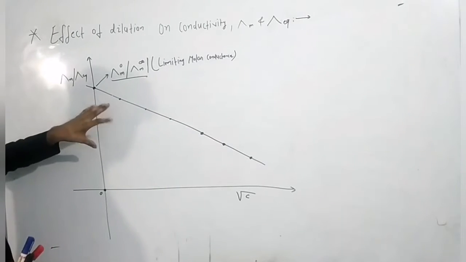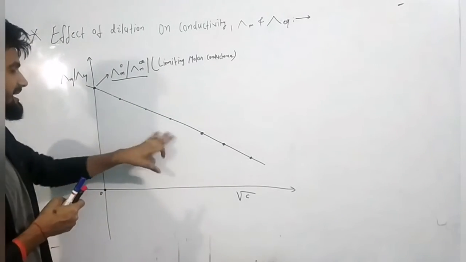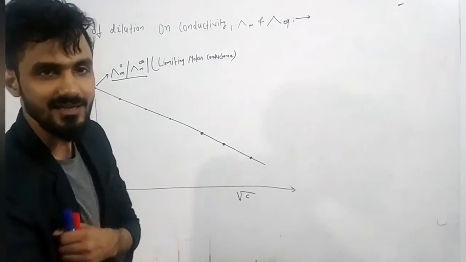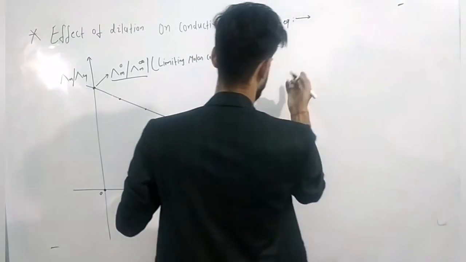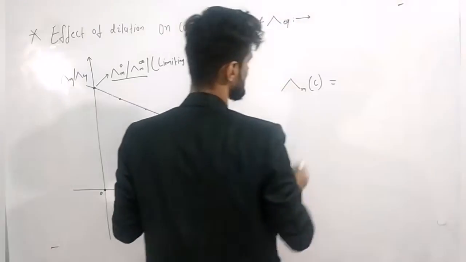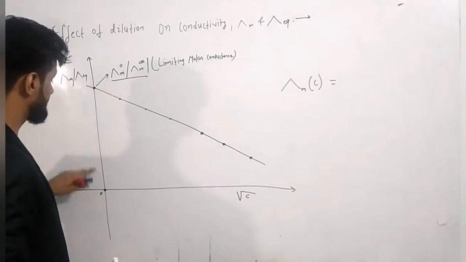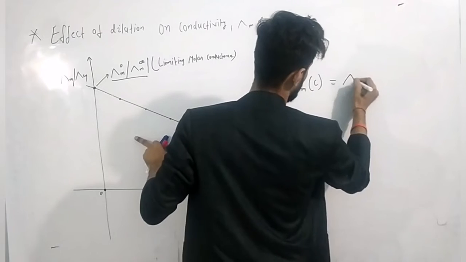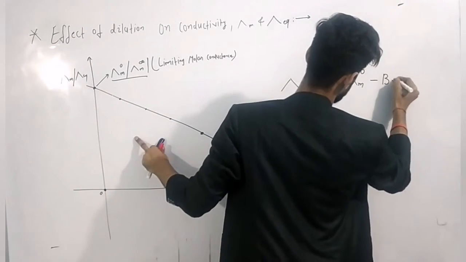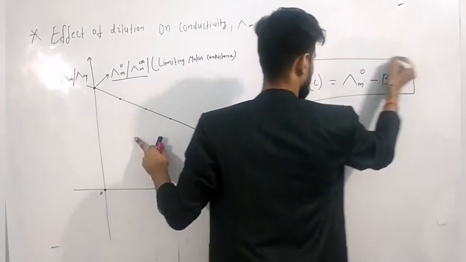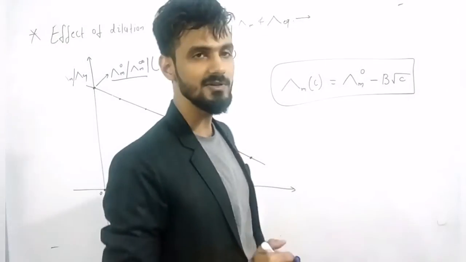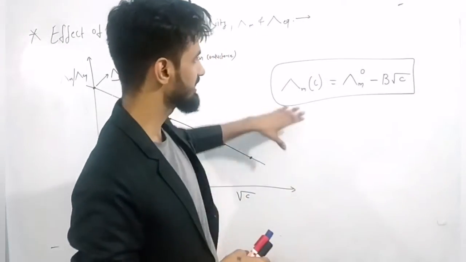Now if you see this graph, it is a straight line having some positive intercept and a negative slope, so there must be an equation of a straight line. How will we define it here? Kappa molar at any particular concentration equals the positive intercept, kappa molar at 0 concentration, minus B root over C. This equation is totally empirical. You can't derive this equation on a theoretical basis, so you just have to remember it.